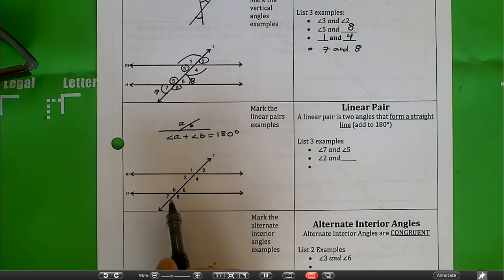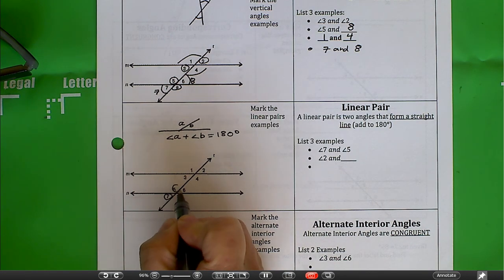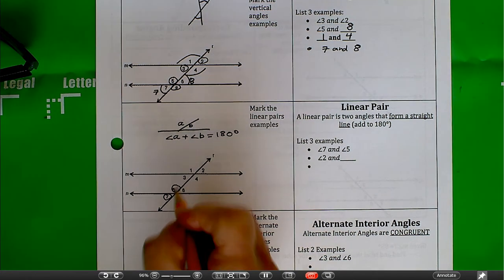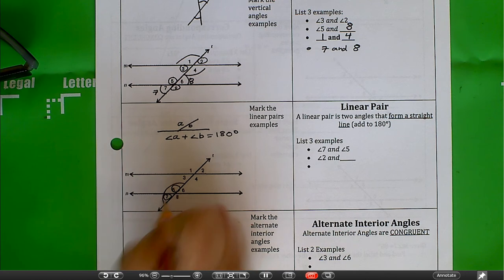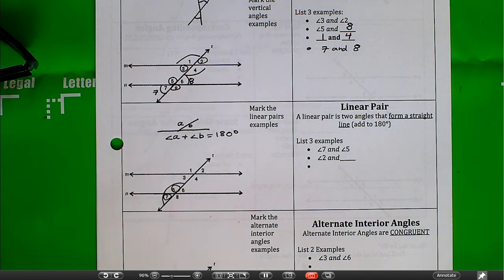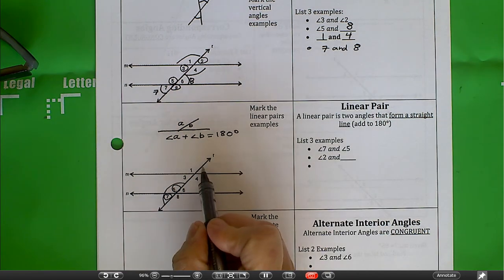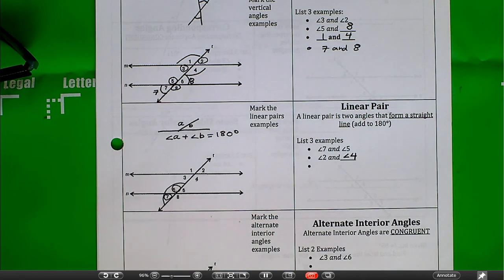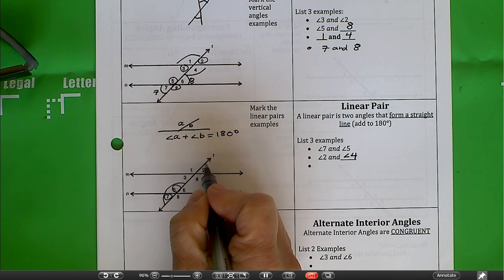So we have 7 and 5. I want to show you that's a linear pair. And in pencil, I'm going to show you they form a line that is 180 degrees. Another is 2 and 4. Angle 2 and angle 4.